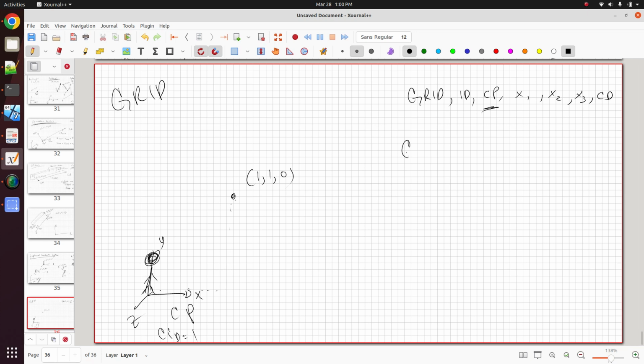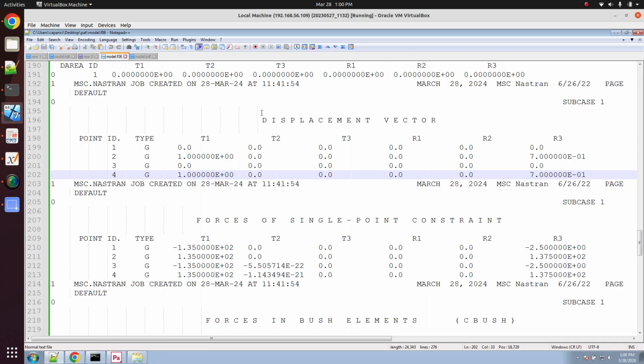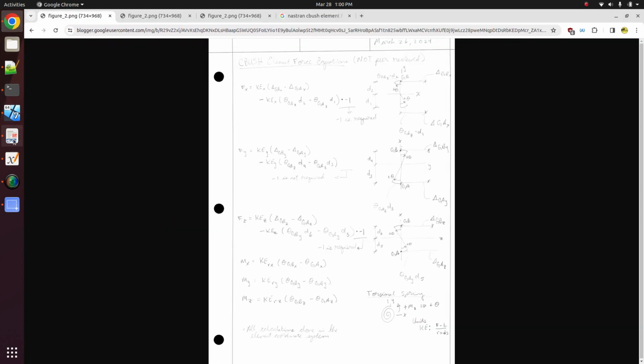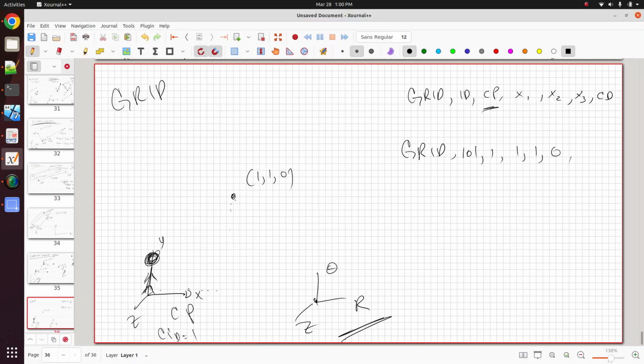So let's go ahead and draw that entry. Grid ID, we'll call it 101 for now, and then the CID is 1, and then the location is going to be 1, 1, 0. But then you have another coordinate system that maybe is a cylindrical coordinate system. So here you're saying, you know what? Yes, I use this coordinate system to position the grid, but during the analysis, when I look at the displacements, I want to view them in this coordinate system.